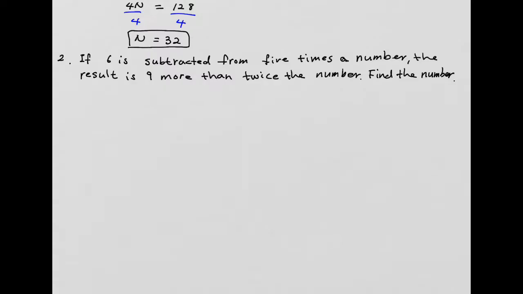We're going to look at another one. Number 2: if 6 is subtracted from 5 times a number, the result is 9 more than twice the number. Find the number. Okay, just reading one time, I don't really get it, but what are we looking for? So let's name the variable. What we're looking for is to find the number. So again, your number is going to be n, or if you want to use a different variable, x is fine too. Let's use x this time.